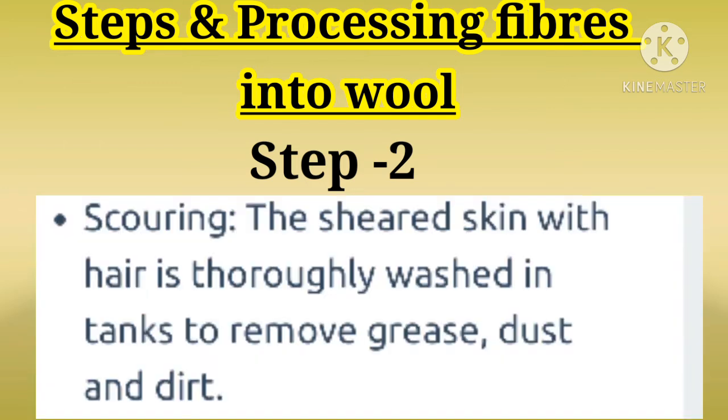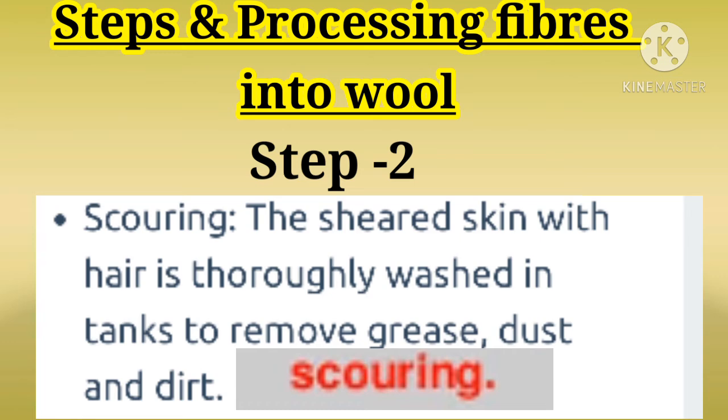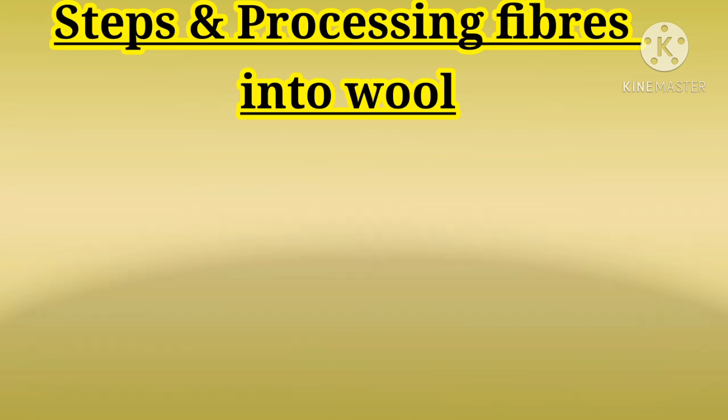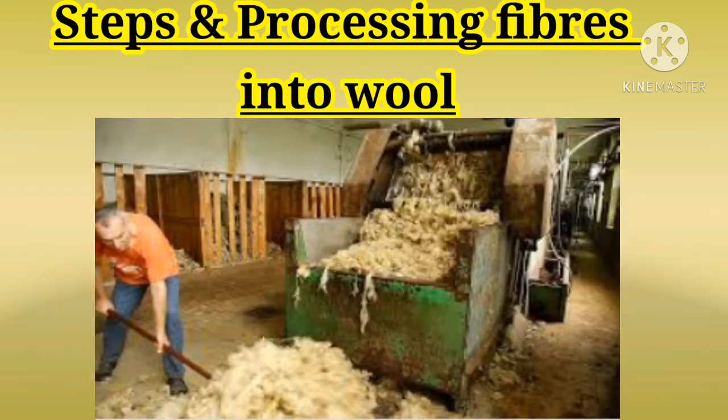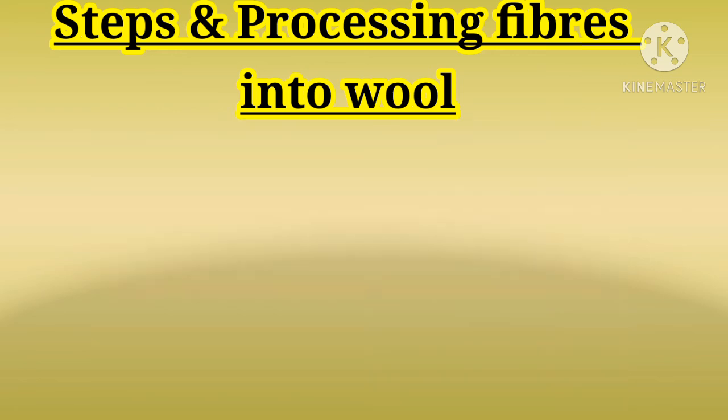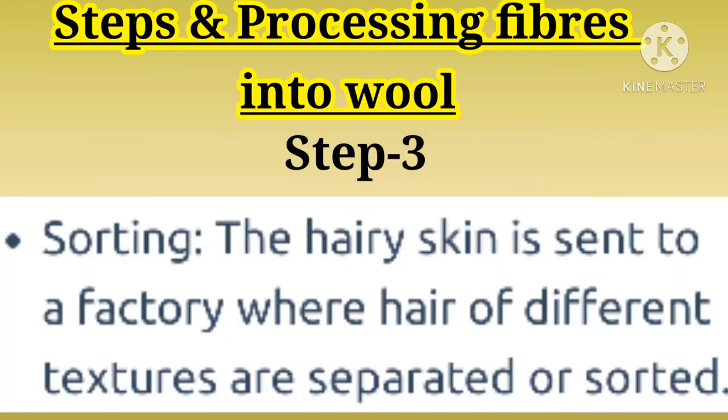Step 2. The sheared skin with hair is thoroughly washed in tanks to remove grease, dust, and dirt. This is called scouring. Nowadays, scouring is done by machines. Step 3. After scouring, sorting is done. The hairy skin is sent to a factory where hair of different textures are separated or sorted.